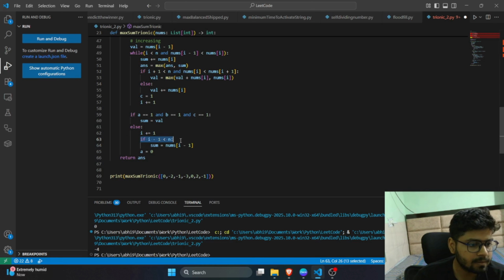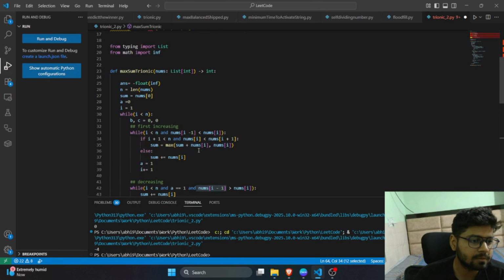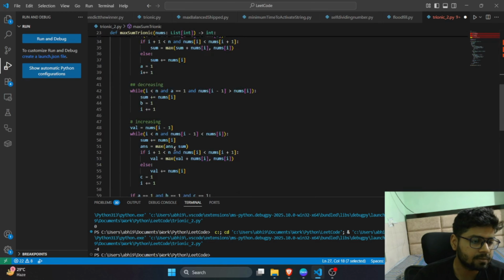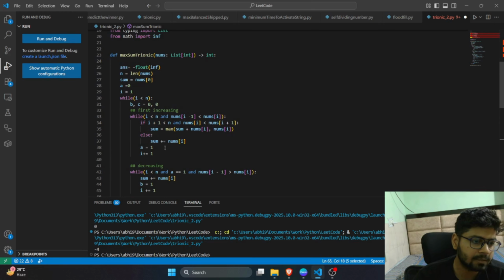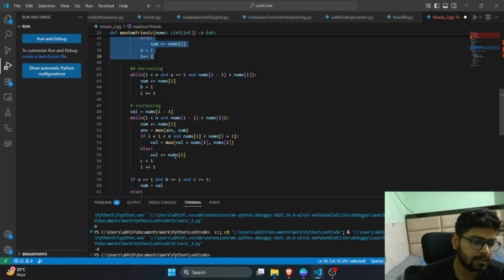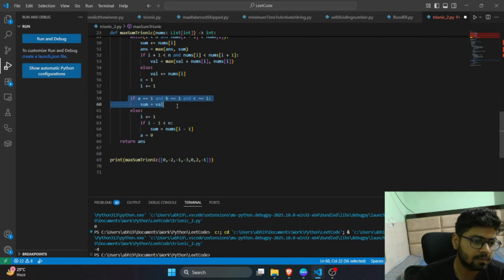So it will be here, and then it will check from that particular array, with sum taken as num I minus 1, like this one, and A will be 0 because we have to again calculate the first increasing point, as it does not calculate any of the subarray itself, and we will just be returning the answer.